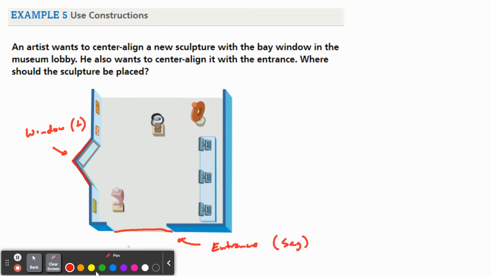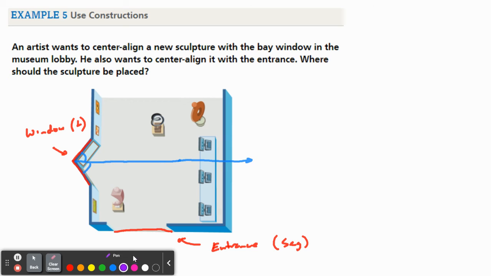So again, I'll do it in blue here. So in blue, you would construct the angle bisector. And I'm not going to go through the steps, but it would come out like this. I'll go all the way across. And again, that would make these two angles congruent.